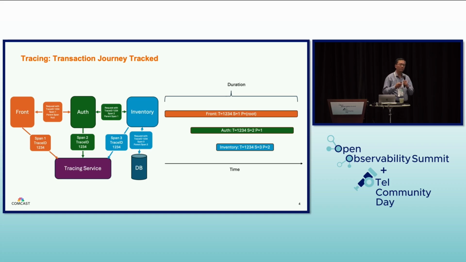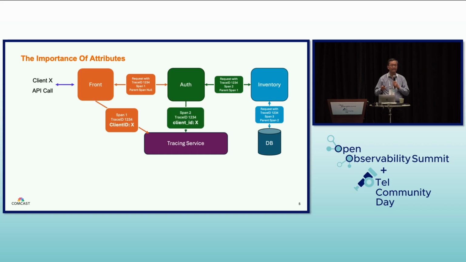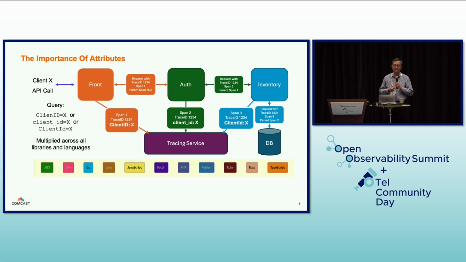And from there, where do attributes fit? Let's say, I'm just giving a very contrived example. Please bear with me. Let's say the front end says that, oh yeah, the originator of this call is a client ID X. And authentication also agrees. It says, yes, it is client ID X. And the inventory layer too, yes, I agree with you. It's client ID X. But from this, you can already tell that if we don't have some common standards, at the time we go to the tracing back-end service and ask, give me information about X, we may need to do a query like this, right? This is extremely brittle. Imagine if a fourth component comes in and has its own idea of how to represent client ID. And imagine this multiplied across all these libraries and languages.